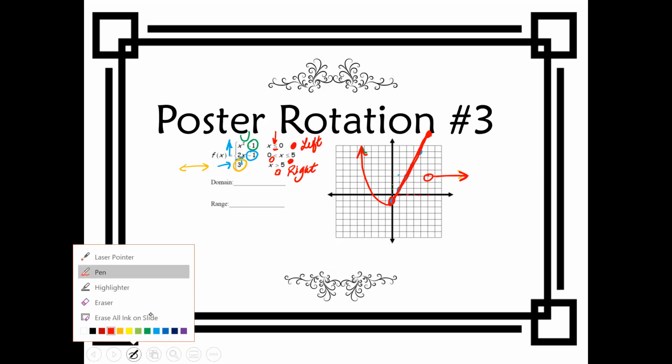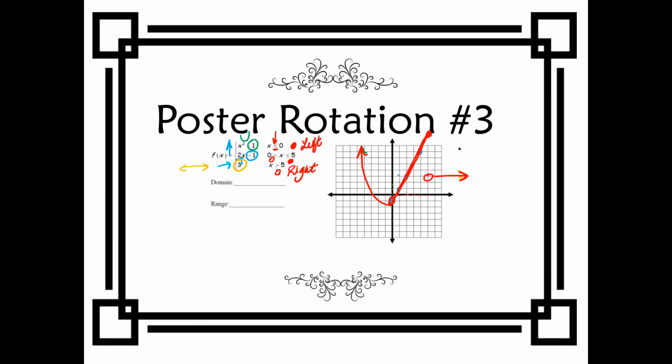Now for your domain and range, ask yourself, how far to the right does it go? Looks like it's positive infinity. How far does it go to the left? Negative infinity. How far does it go up? Well, this arrow is going to keep going, so positive infinity. How far does it go down? To -1. So domain is negative infinity to positive infinity. Range starts at -1 to positive infinity. And that is your answer.